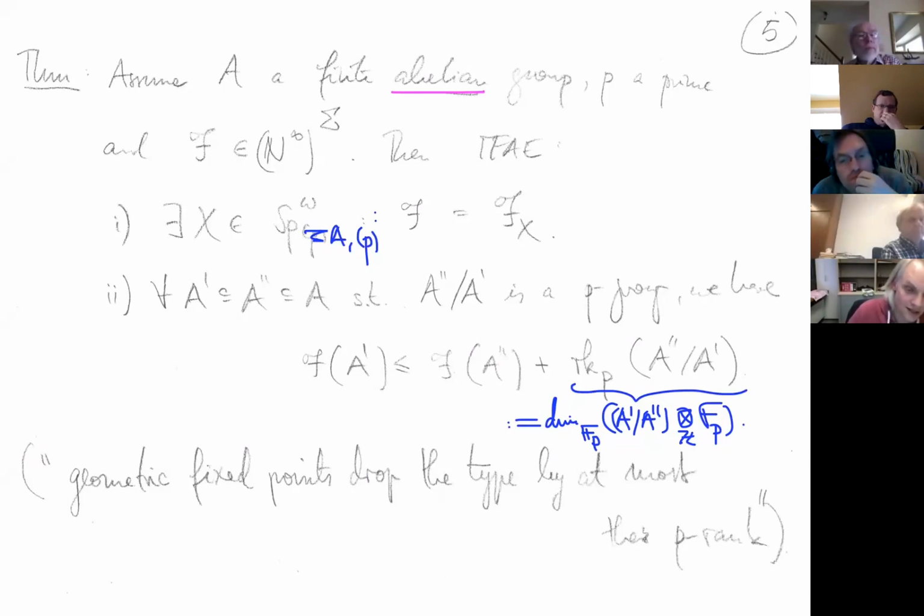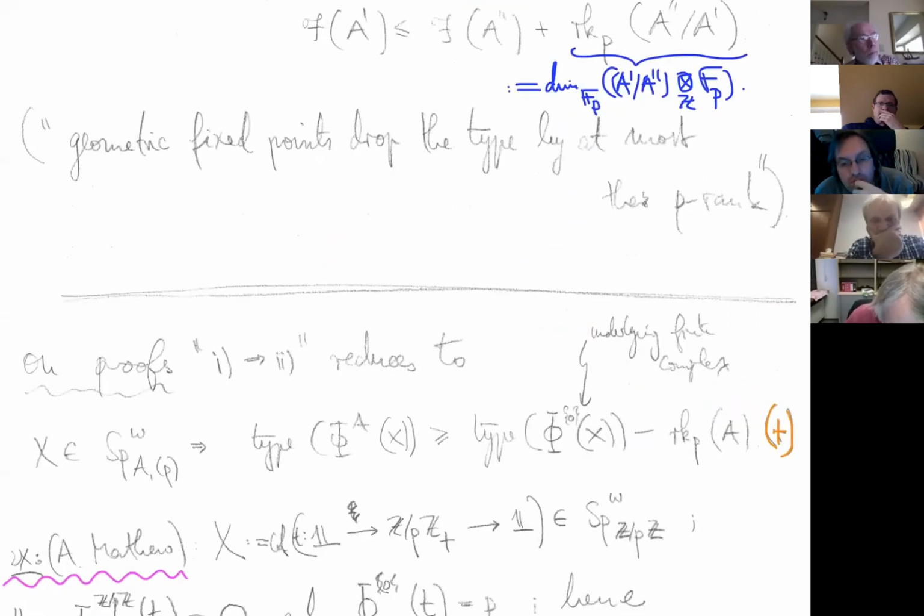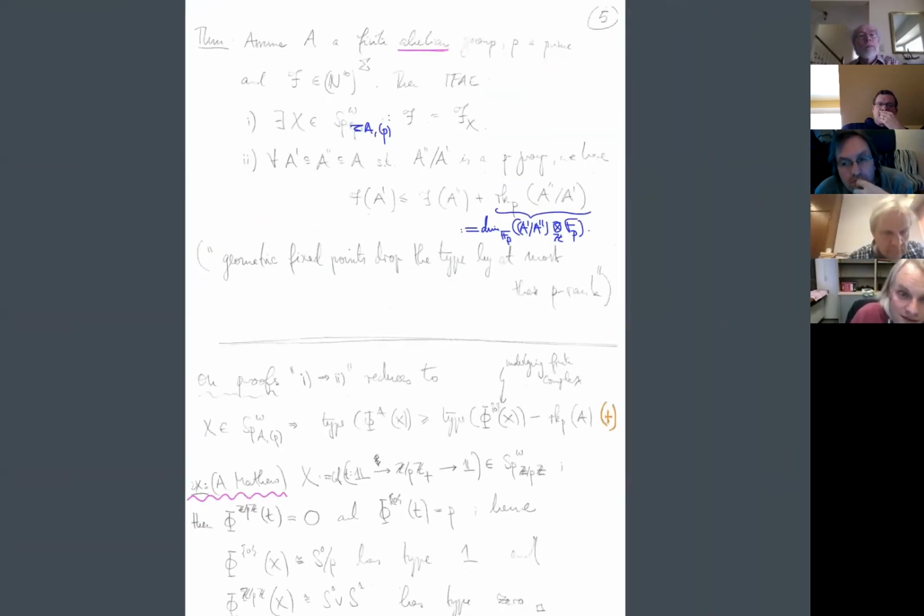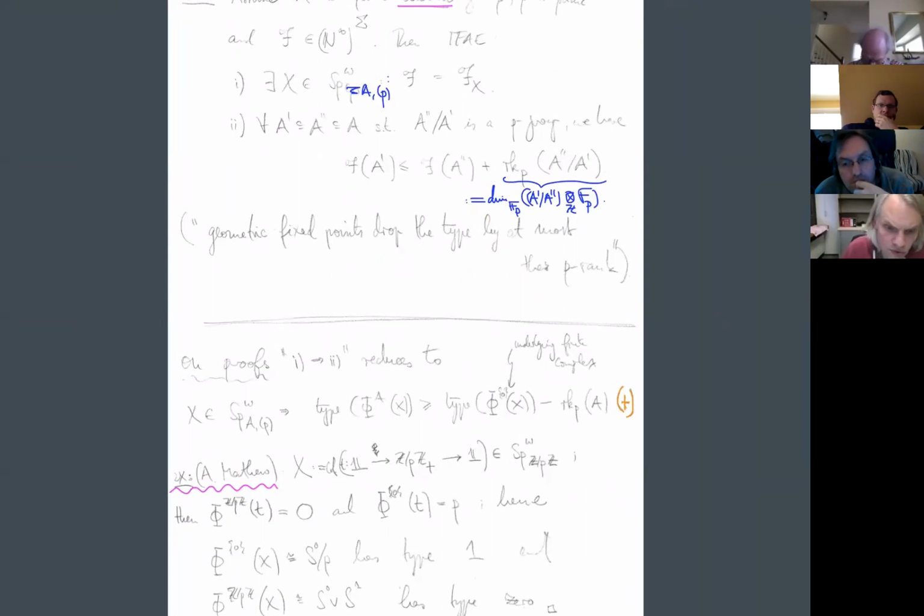Whenever you have such a complex, its profile function of types on the geometric fixed points has to obey this inequality in part 2. And I'd like to say a few words about why that is true. So can I display that simultaneously? The first observation is that the proof of this 1 implies 2 reduces to the proof of this statement marked plus, which is that if you have a complex, then the type of the geometric fixed points is bounded below by the type of the underlying complex minus the p-rank of the abelian group. So this is some inflation-restriction trick. I should say it uses crucially a key observation of Balmer and Sanders, which they baptize as restriction being a type of base change. So it's not trivial, but it reduces to this using things which were known before.